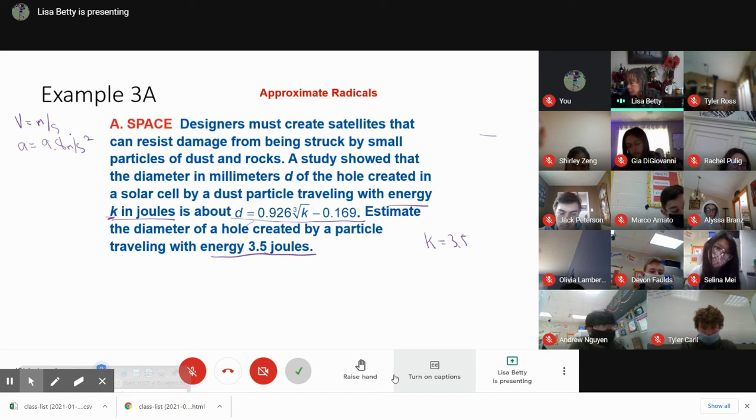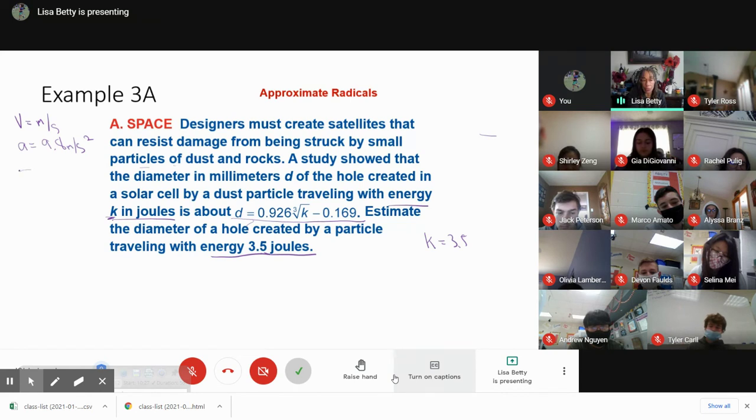Now, let me see who's... I'm guessing that Tyler Carl weighs more than Gia. If I dropped them both at the same time, they would both fall at exactly the same acceleration. They would both probably hit the ground at the same time because there's not enough wind resistance to make a difference. All right, but that's my acceleration.